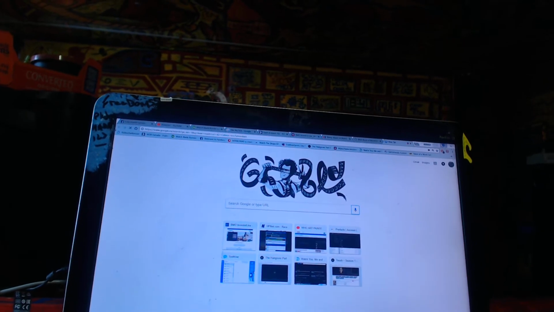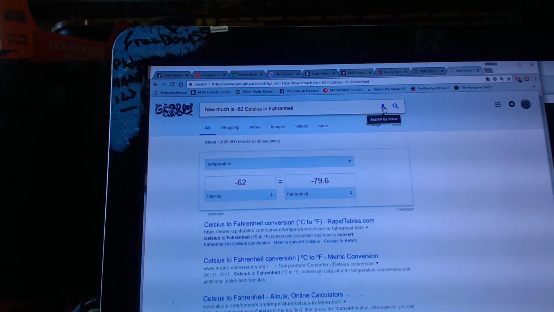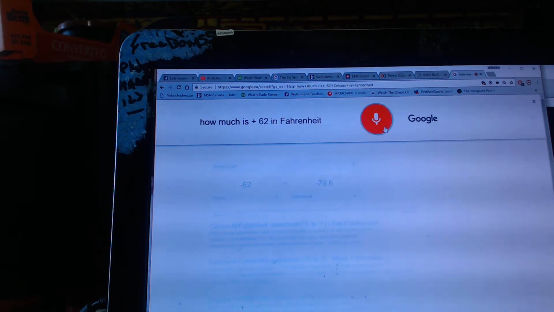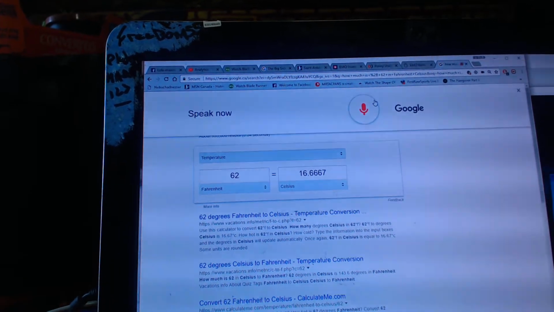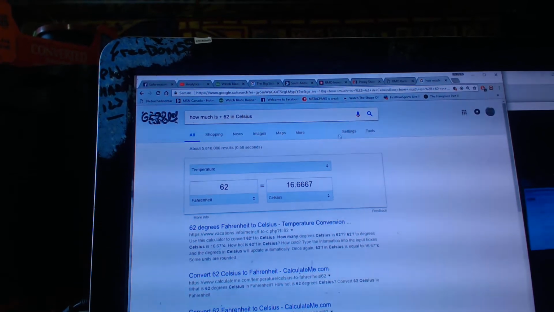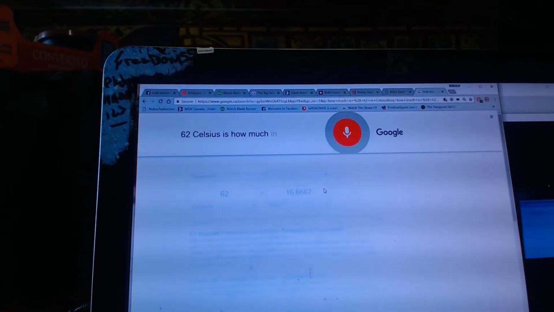How much is minus 62 Celsius in Fahrenheit? 79.6. So I got that right. How much is plus 62 in Fahrenheit Celsius? Well, how much is plus 62 in Celsius? No, I didn't get that right. 62 Celsius is how much in Fahrenheit?